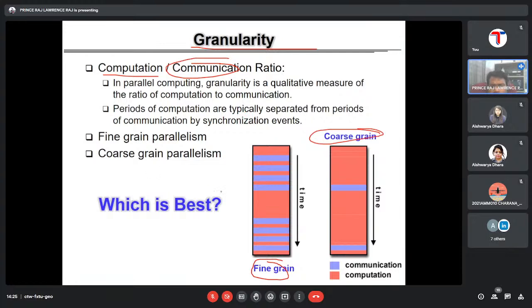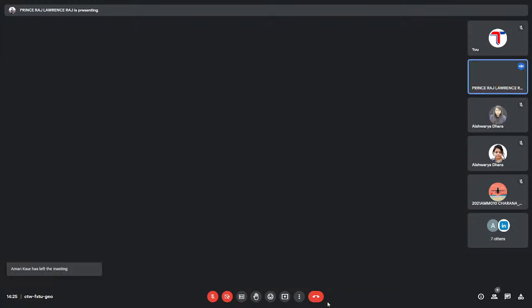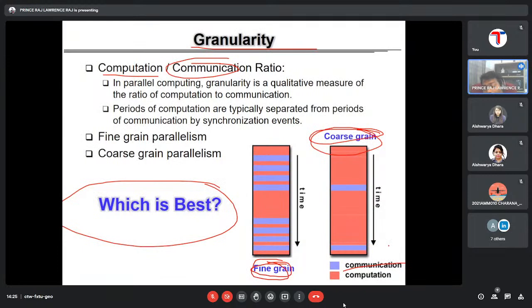Now, which one is best? Here also, it purely depends upon which application it is. For example, fine grain is often used in operating systems. This is the scenario where we need communication very often. But in the case of computational fluid dynamics, I may prefer coarse grain, because communication will increase the computation time, so I want to reduce it. So there is no best or worst, it depends upon the application.